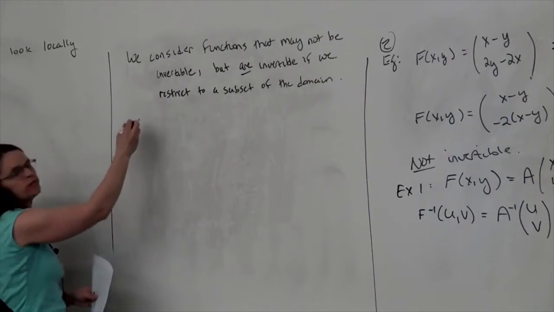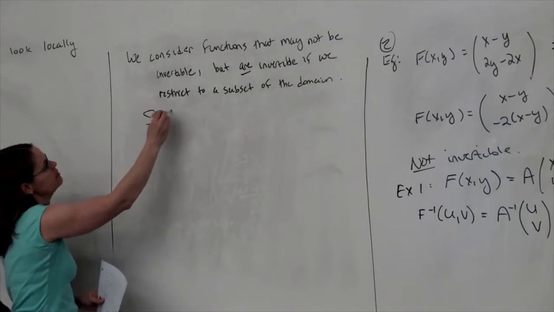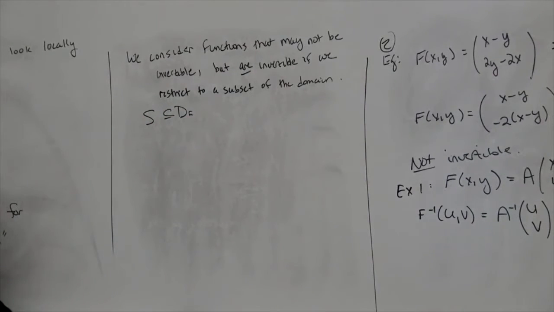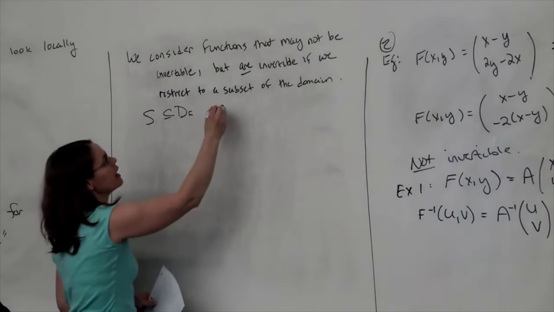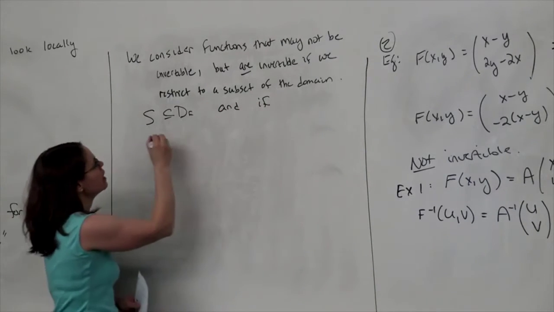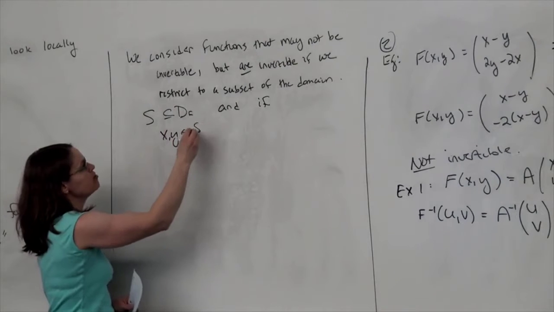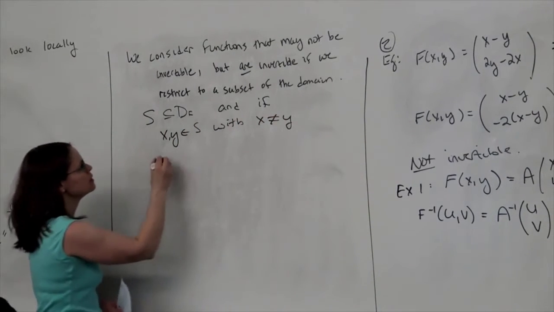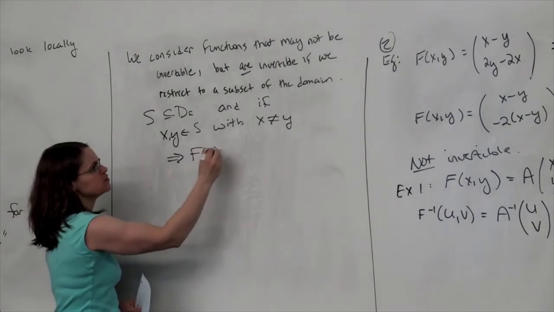OK, so in other words, if S is a subset of the domain, and if x and y are 2 points in S that are not equal to each other, then indeed we get different outputs.